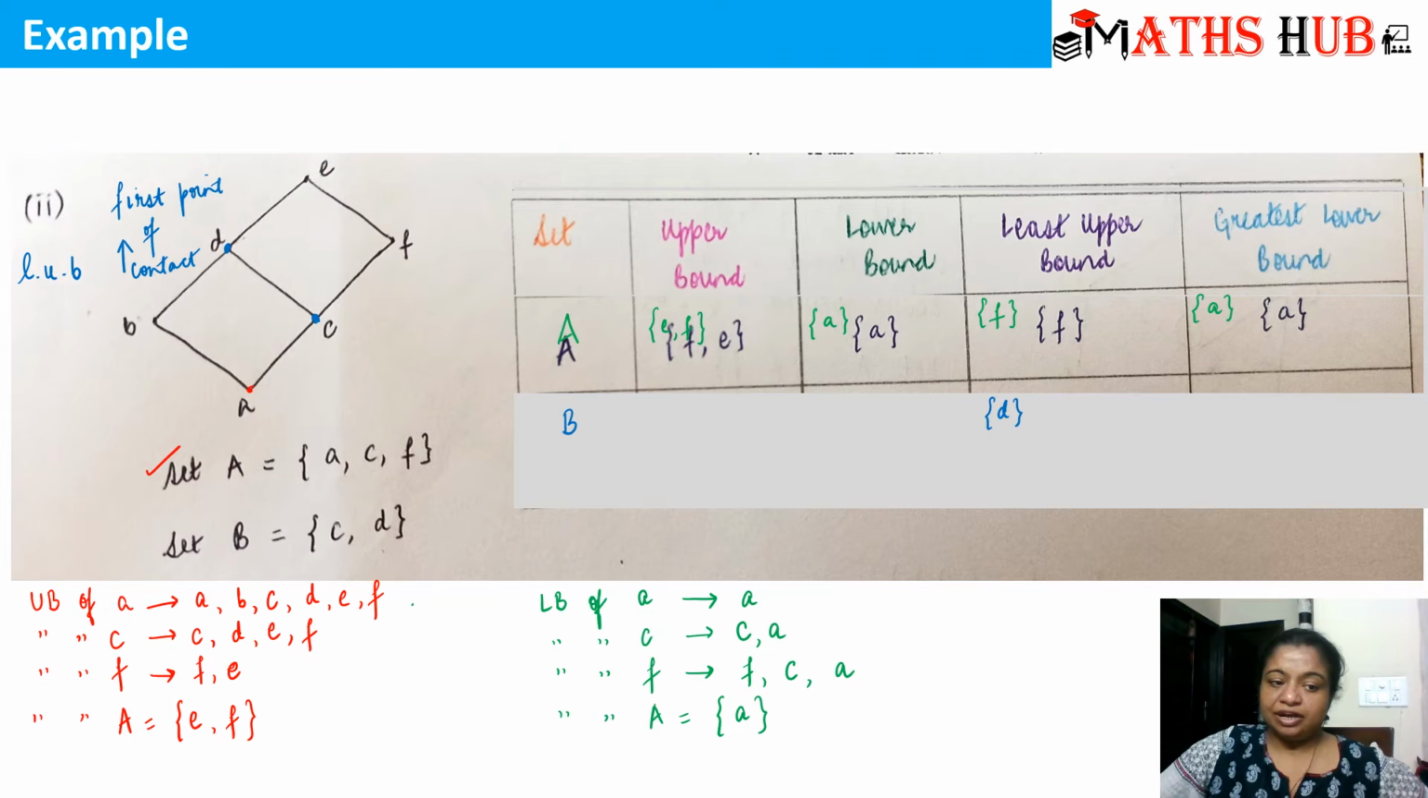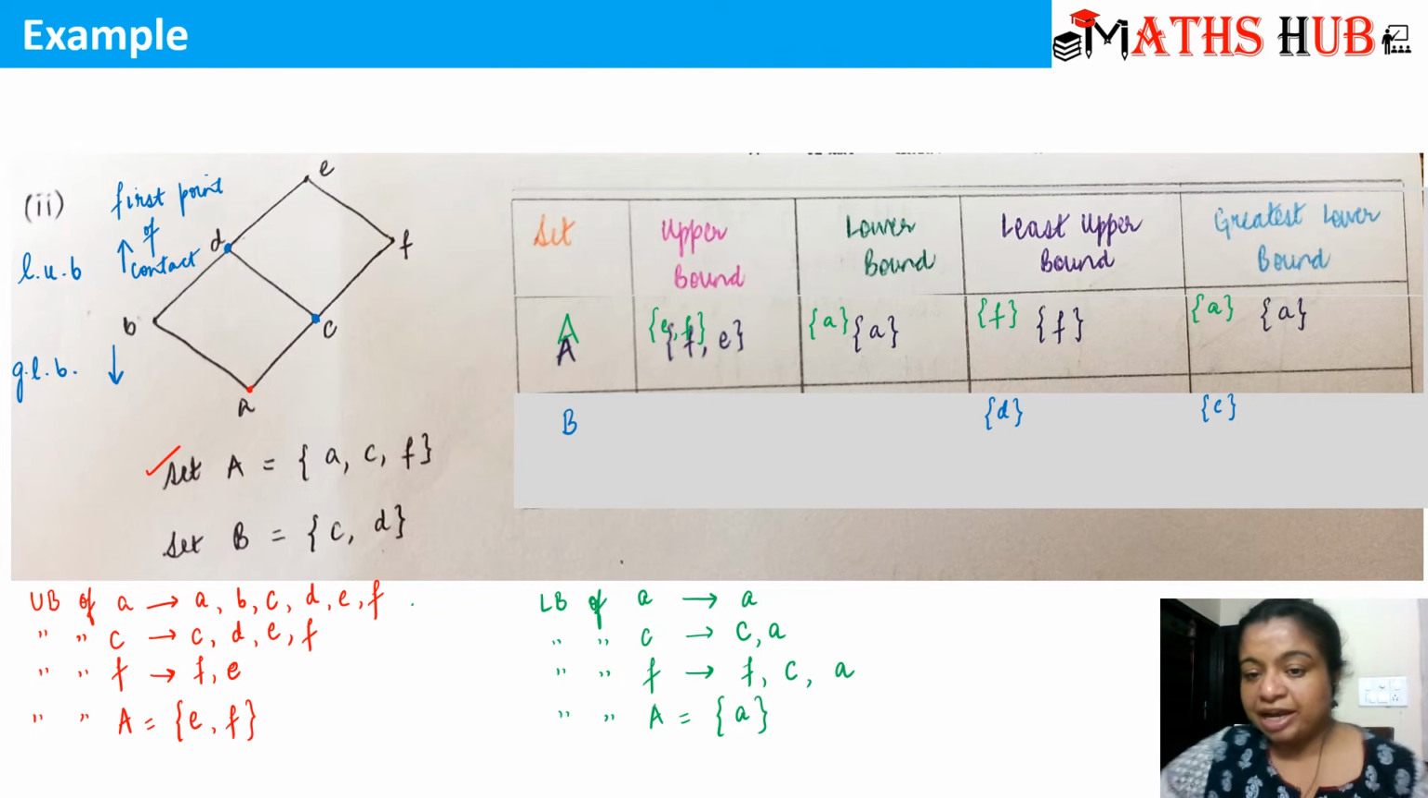And similarly, when we are calculating the greatest lower bound, we have to find out the first point of contact in the downward direction. So when you join D and C, the first point of contact in the downward direction is C, right? So the greatest lower bound will become C. So this is the shortcut. Without calculating the upper bounds and lower bounds, we can directly calculate the least upper bound and the greatest lower bound.